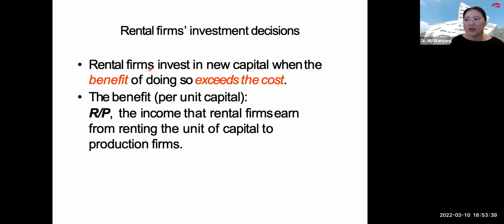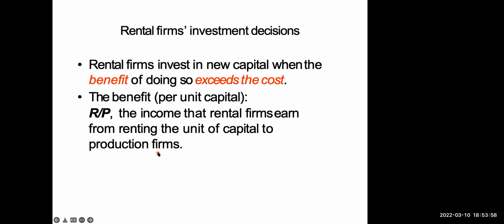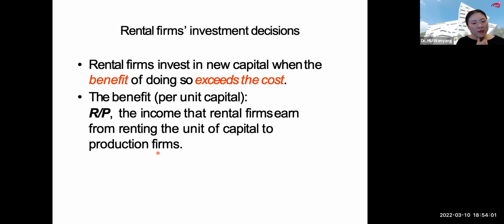Okay. So let's look at the benefit per unit of capital. Basically, this is the real rental price. This is the income that the rental firm can earn from renting the unit of capital to the production firms. For example, let's say this is a piece of machinery, and the rental firm rents it to the production firm, and then they will get some rental income. Then this will be the benefit of investing in capital. Okay, so we use the real rental price.